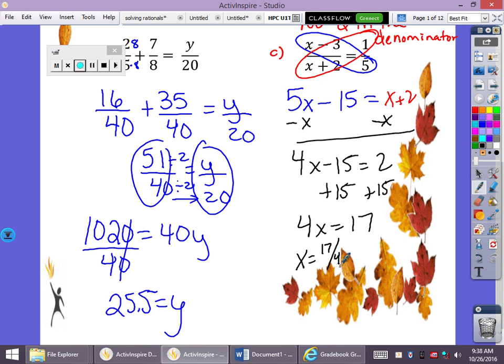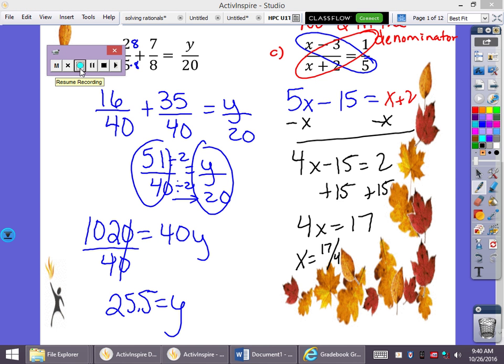Cool? So that one up here could have been 51 over 2. All right, good? Okay. Let me pause for a second while I hand out today's worksheet.